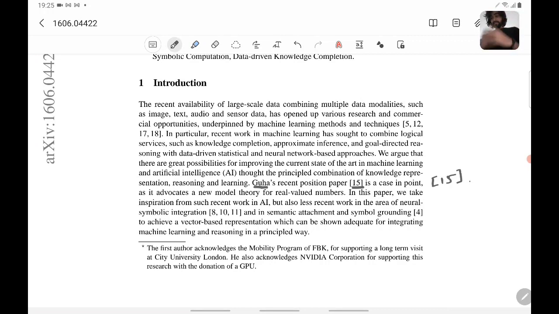There are multiple approaches, and this logic tensor network is one of them. It builds on the idea of Guha's recent paper on model theory, which brings up the idea of having a language based on first order logic that can be represented using real tensors, right? And this is one of the papers that it builds upon.